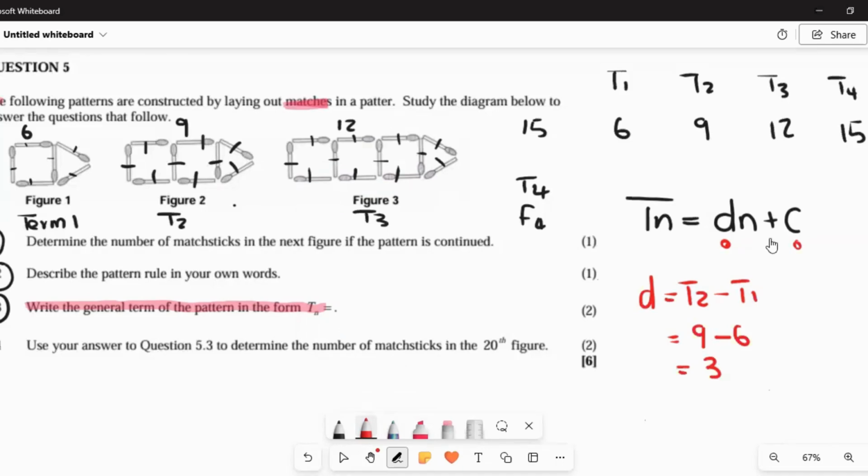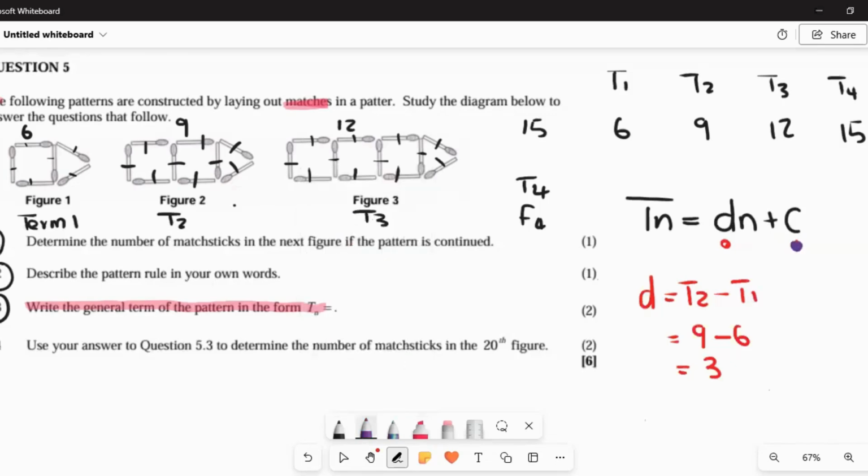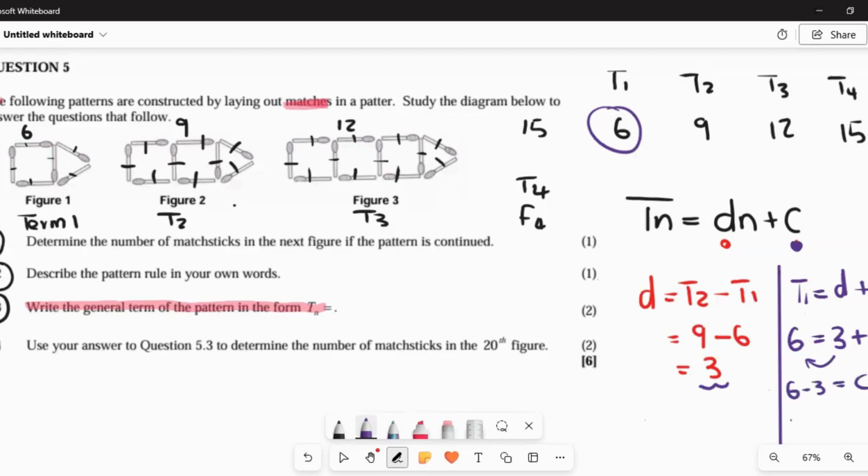So let's look quickly for c now. For c, we are going to use the following method. I'm going to say term 1 is equals to d plus c. Term 1, how much is term 1? Remember, term 1 is 6. So I'm going to say 6 is equals to our d, we just calculated it, it is 3, and then plus c. Then we solve for c the same way we would solve for x. We take 3 over to the other side. We're going to have 6 minus 3 is equals to c. Finally, 6 minus 3 is 3.